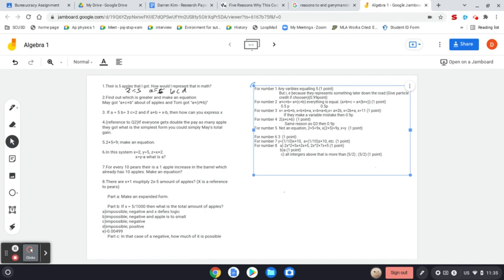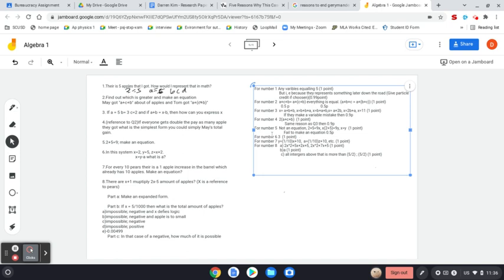Then not an equation. Really, I don't see any way you can screw this up. If they actually fail to make an equation, 0.5p. I don't know how they would do that.